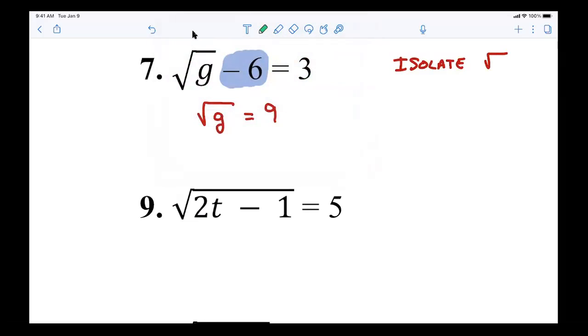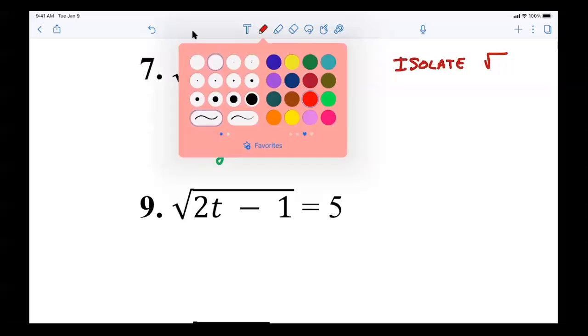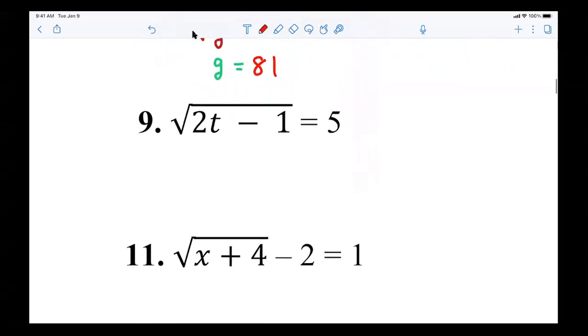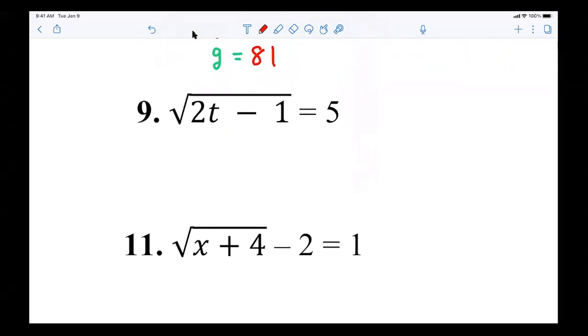And now what do I do to both sides? Square both sides. So g is equal to what? G is equal to 81. Everybody feeling pretty comfortable about this? All right, here we go. Is the square root isolated on number 9? Yes. So I can just square both sides. So what happens to the square and the square root? They cancel out, so I'm left with 2t plus minus 1 equals 20.